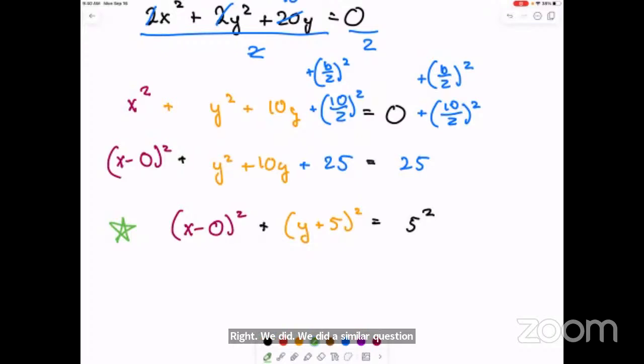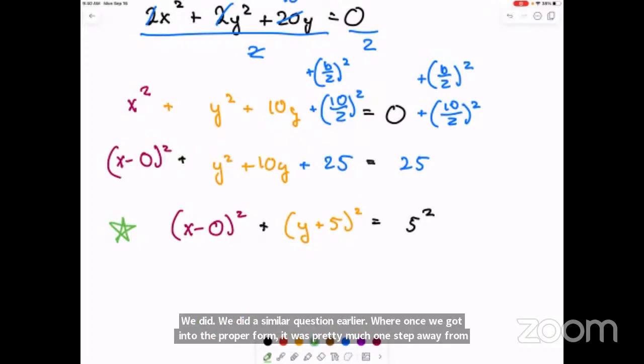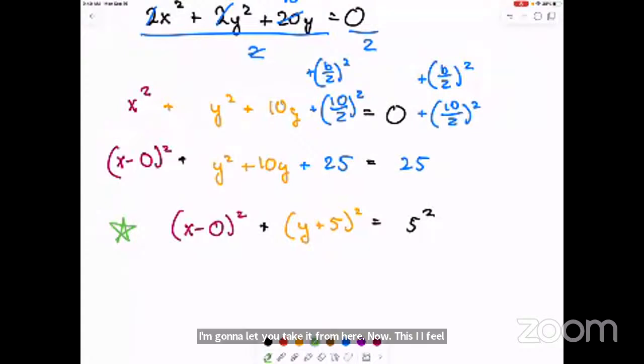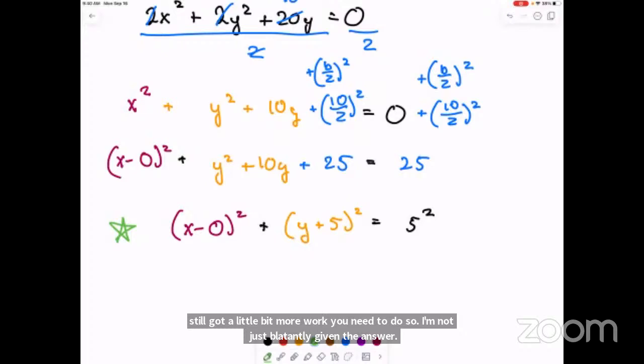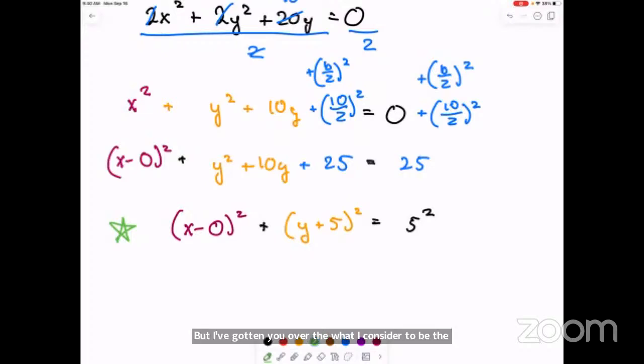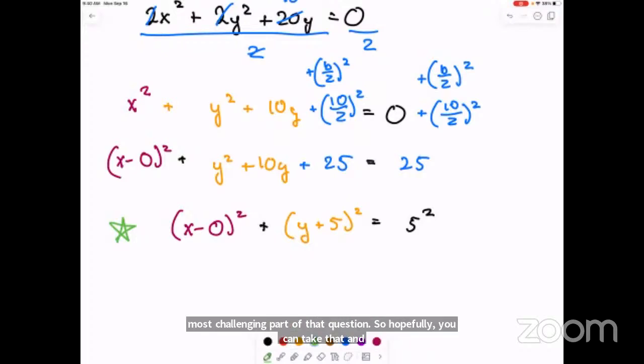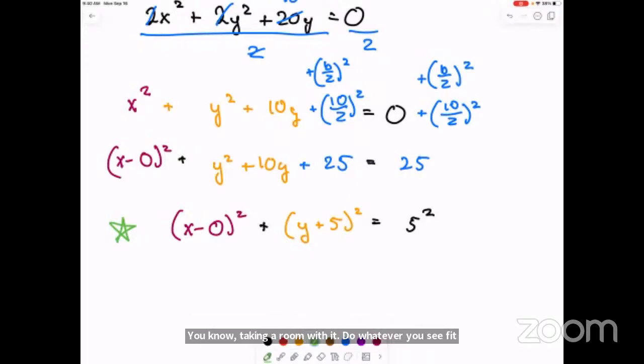I'm going to let you take it from here. Now, I feel like I did the grunt work where we did the whole completing the square. We get it into this form. You still have a little more work to do, so I'm not just blatantly giving the answer, but I've gotten you over what I consider to be the most challenging part of that question. So hopefully you can take that and run with it, do whatever you see fit. I'm glad you asked those kinds of questions.